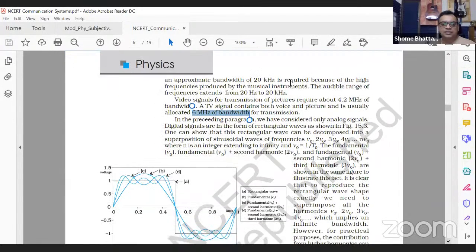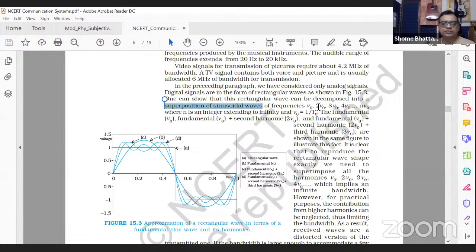Now, this is a diagram where they are considering only analog signals, and they are superimposing sinusoidal waves of a series of frequencies, f0, 2f0, 3f0, like this. The more frequencies you add, like if your number of frequencies is only one, you see there is a simple sine curve.